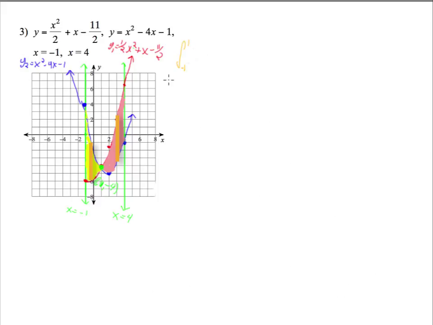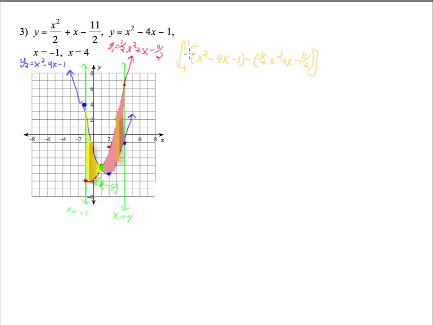So for the yellow shaded region, I'm integrating from x equals negative 1 to x equals 1, because that's when the yellow shaded region begins and ends. And I will use my top equation, which in this case is my blue equation, which is x squared minus 4x minus 1. And I will subtract the bottom function, which is the red equation, or the 1/2 x squared plus x minus 11/2.